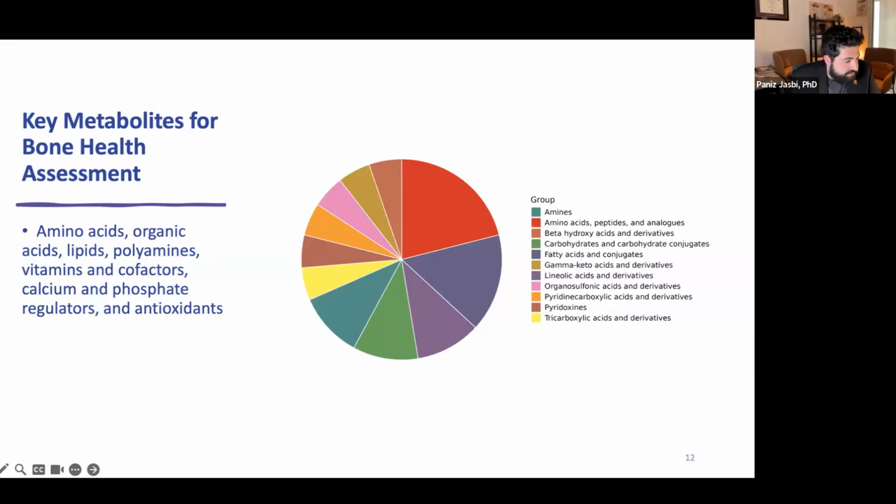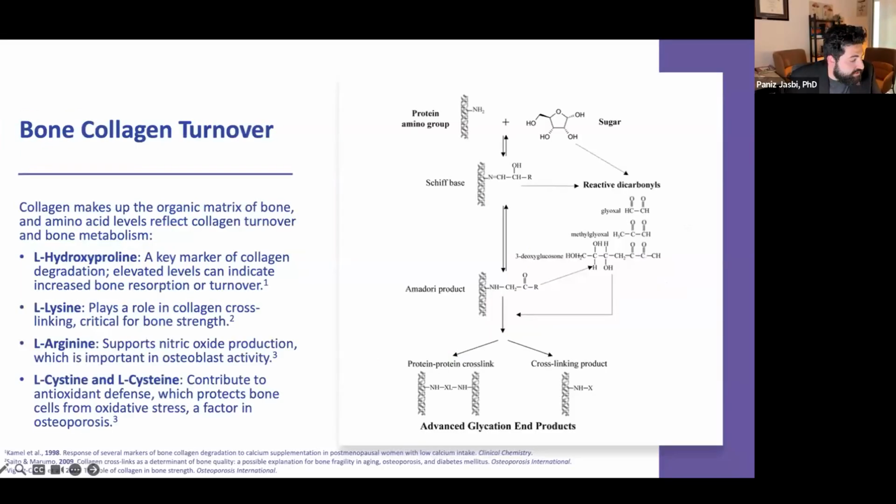And then we have inflammation and modulation, more specifically. Lipid metabolites like linoleic acid and oleic acid, as well as their counterparts, antioxidants like glutathione, help us assess systemic influences on bone turnover. Here we see the domain of bone collagen turnover. Collagen makes up the organic matrix of bone, and certain amino acid levels can reflect collagen turnover. The key marker of collagen degradation, I should say, is hydroxyproline, and elevated levels usually indicate bone resorption and increased turnover.